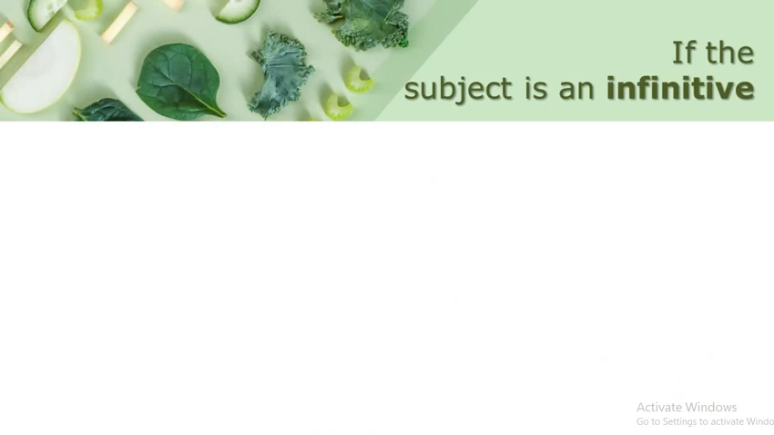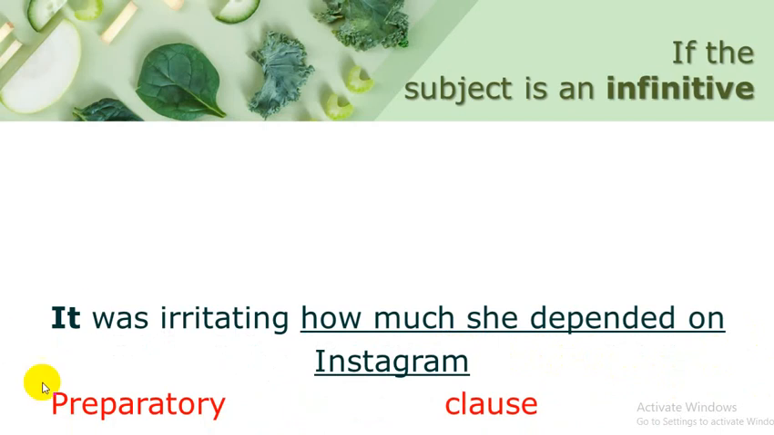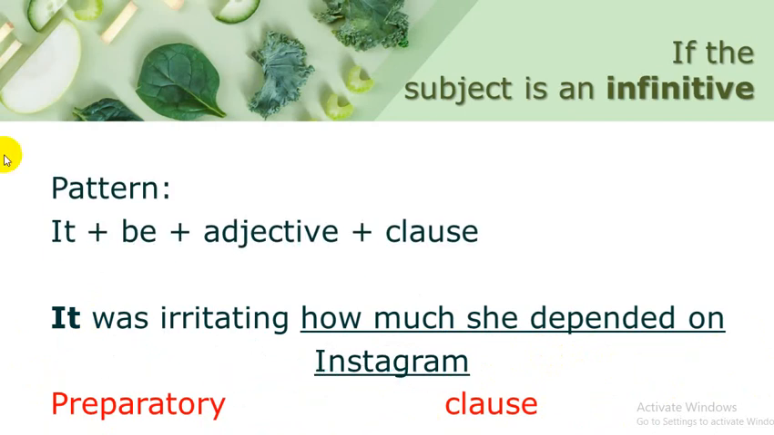Next, it was irritating how much she depended on Instagram. It here is preparatory and this is the clause. The pattern is it plus be plus adjective plus clause. Please don't mind, this is a typo.